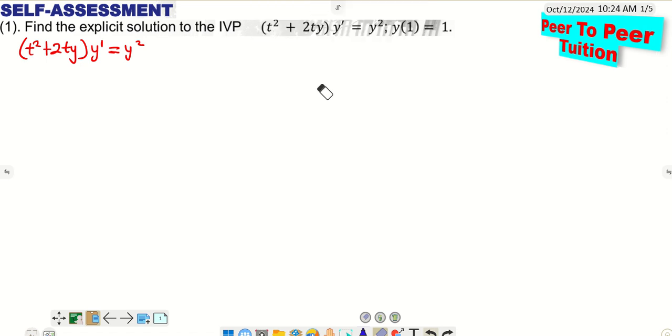Looking at our question, you will notice that trying to group all the y's on the left hand side and all the t's on the right hand side will be very difficult. It is not easy to do that. Therefore, we have to use what we call substitution. And whenever we are doing the substitution, we have to do it in such a way that whatever we substitute will be invariant. Invariant means it will not cause the equation to change.